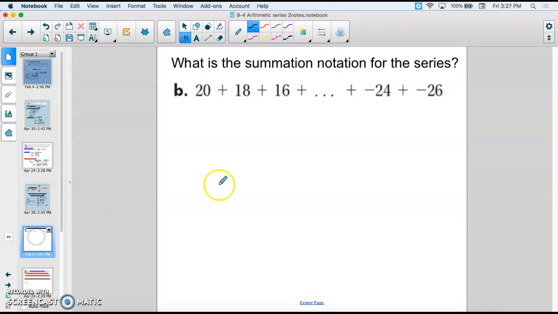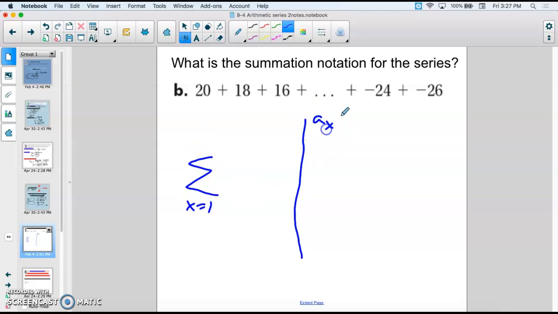That wasn't so bad. Now we'll switch colors here just for fun. I want to do summation notation again for this one. So again, you have your sigma. We're starting at the first term. I have no idea what term I'm going to, and I have no idea my explicit equation. So let's start off with our explicit formula. The common difference, subtract 2, subtract 2. So minus 2 is my d value, and then x minus 1. My initial value is 20.